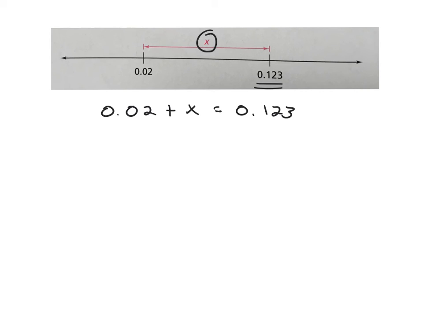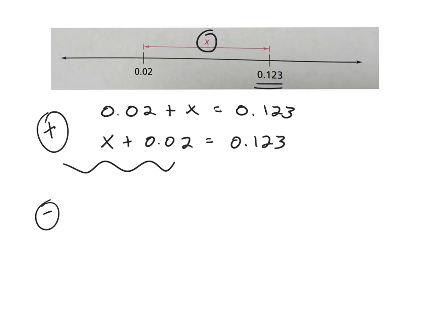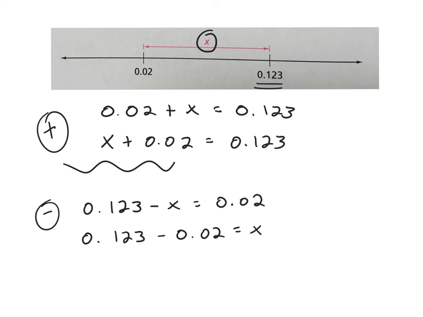Is it also possible to come up with another fact family saying x plus 0.02 is equal to 0.123? There's our two additions. Let's see if we can make a couple subtractions. So we're using x as an imaginary number, or we can say there's a number hiding underneath x. 0.123 subtracting x should give us 0.02. And our last one, 0.123 subtracting 0.02 would give us x.